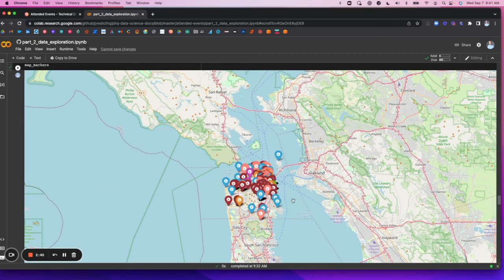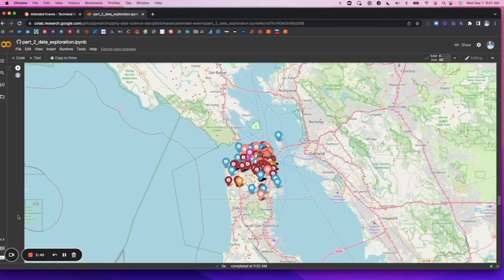These are the top 100 events based off of total attendance of those events and the location of them. And your hotel is right there in the middle of all of that.